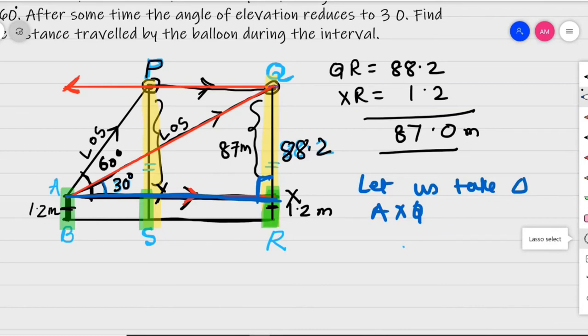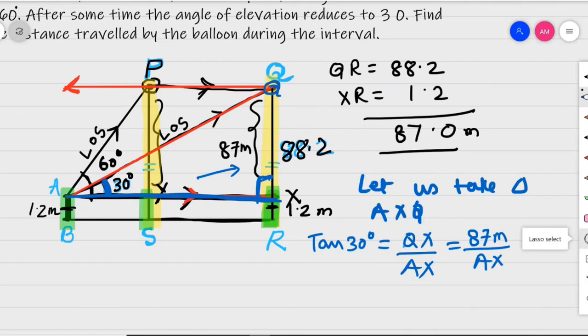Now see what is angle QAX. QAX is 30 degrees. We have already seen this, because the girl sees the balloon when it is at Q and the angle of elevation is 30 degrees. Now from here, tan 30 degrees will be equal to how much? Tan 30 degrees is equal to the opposite side, QX by AX. Now what is your QX? QX is nothing but 87 meters, and AX is not known to you.